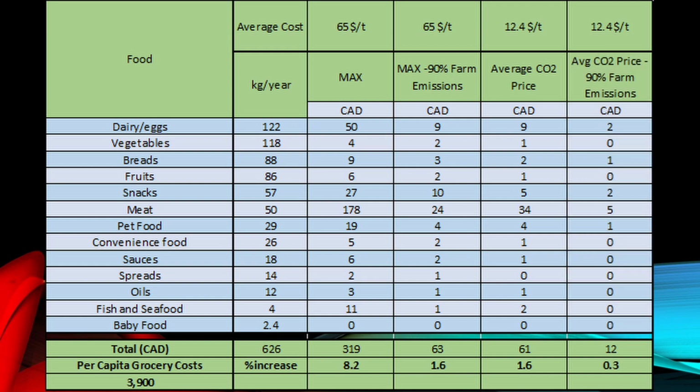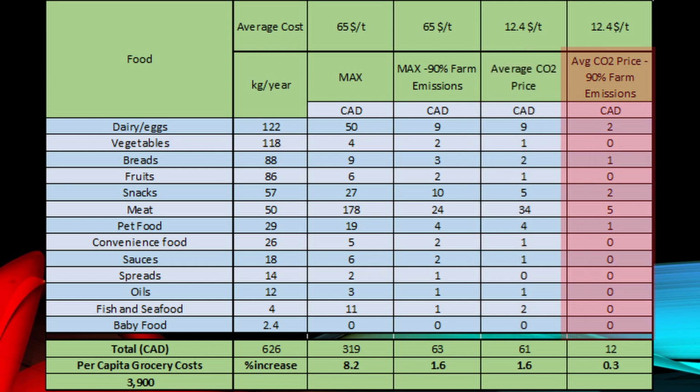We can compare all of this to the average per capita grocery costs of about $39,000 per person per year. The absolute worst case, though we know it's not true, would be an increase of 8.2%. That would be since 2019. Whereas the more reasonable case, aligned with what I was doing, is about 1.6%, again, since 2019. The average cost case is about the same as the second case.